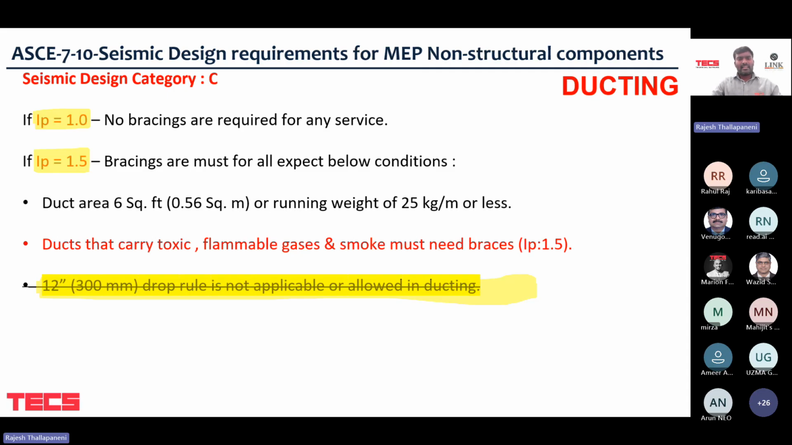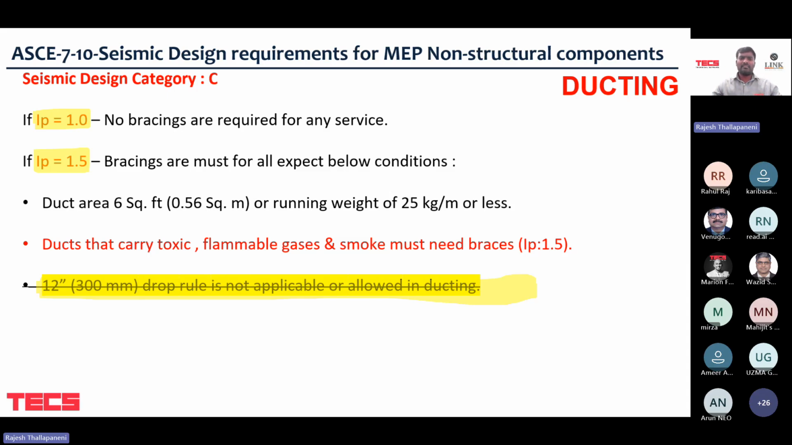So ducting has a unique, different approach compared to electrical and plumbing. For any duct, the importance factor criteria remains the same, based on the building design and the existing design category. If a duct has a cross-section less than 0.56 square meters or 6 square feet, and the running weight should be less than 25 kg per meter, which includes everything: your support, insulation, and duct.